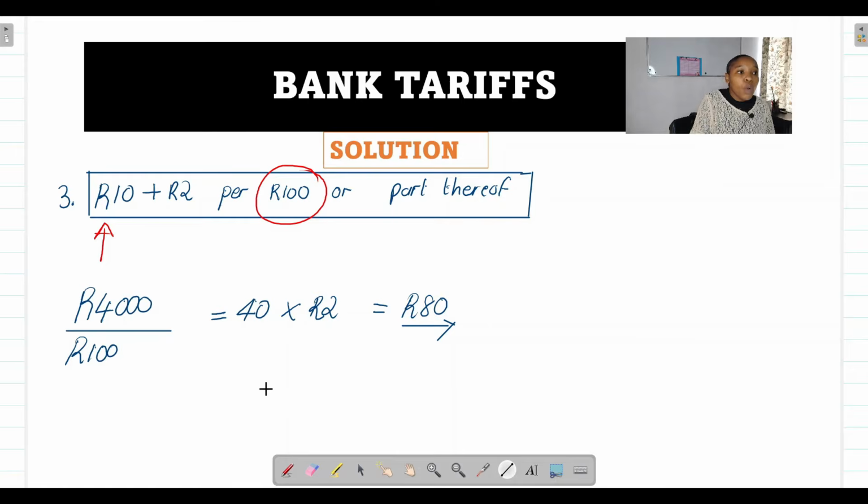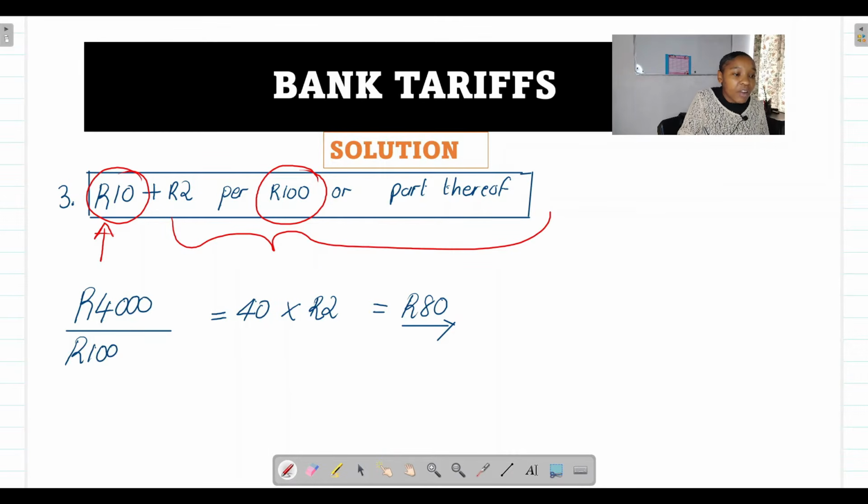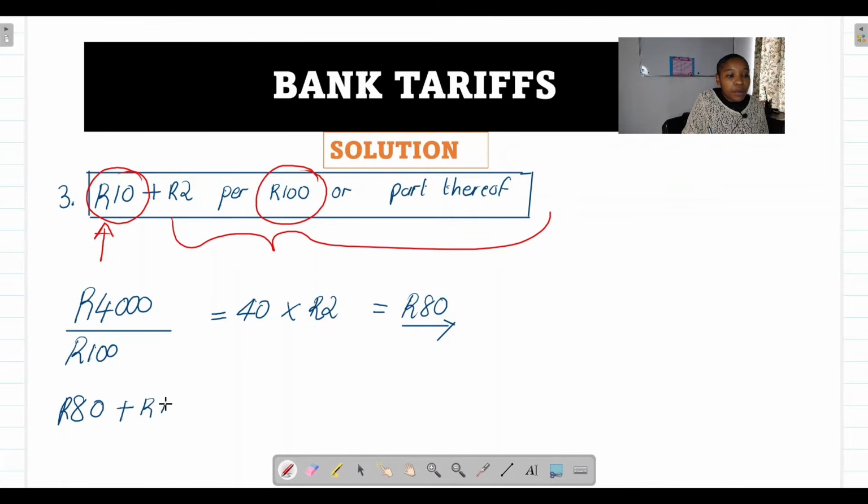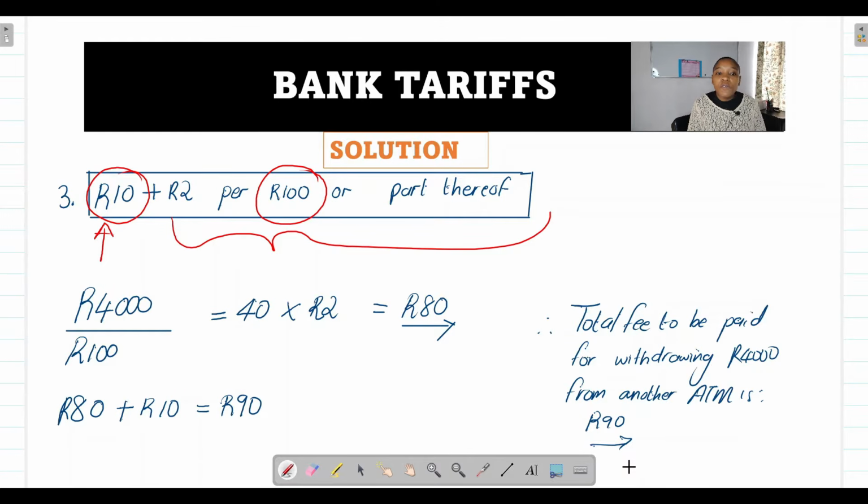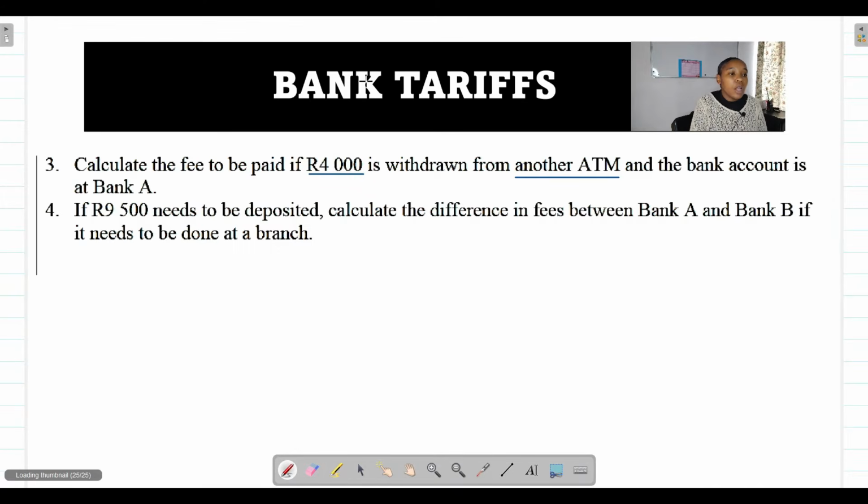However, we are not done. We still need to add that 10 rand because you get charged 10 rand for just withdrawing. So we just need to take that 80 rand and add it to 10 to find that you'll pay 90 rand. Okay, so the total fee to be paid for withdrawing 4,000 from another ATM is 90 rand. Okay, let's go on to the last question.